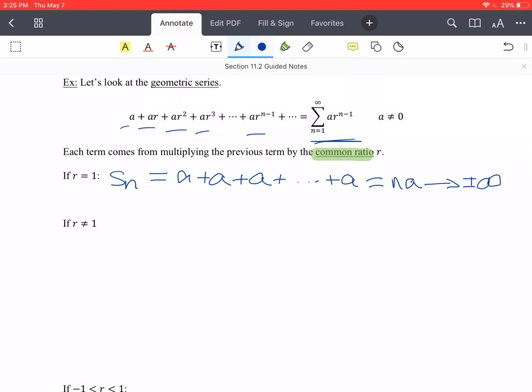Okay. So what does that tell us? Well, that tells us that this sequence, this partial sum, goes towards infinity. So since the limit as n approaches infinity of the partial sum does not exist, right? The limit just goes infinitely large. So since it does not exist, we say the series diverges.